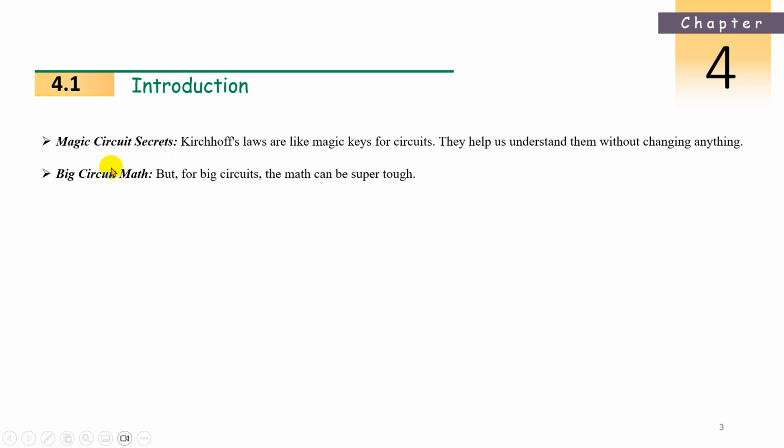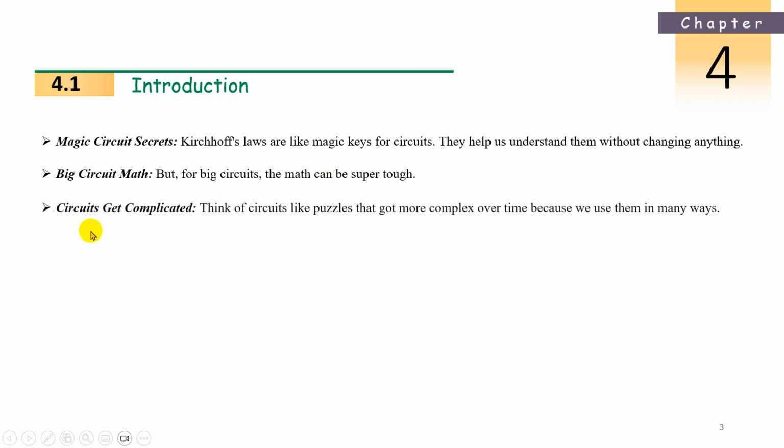Now another, we have big circuit math. For big circuits the math can be super tough. Means if you have big circuits, then Kirchhoff's laws are very tough to apply. Circuits get complicated, think of circuits like puzzles, very big circuits connected node to node, parallelly connected, series connected, very puzzle-like. Then the circuit becomes complex, so we cannot solve it in many ways because it is very complex.